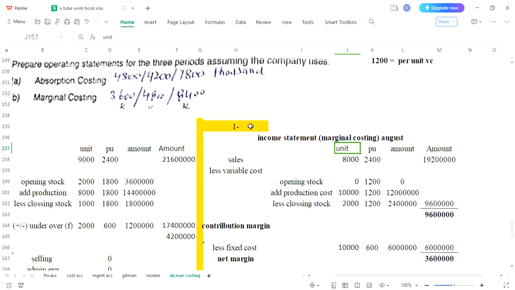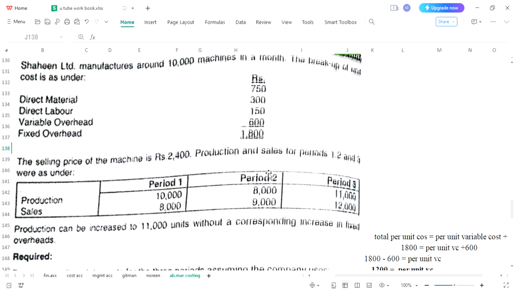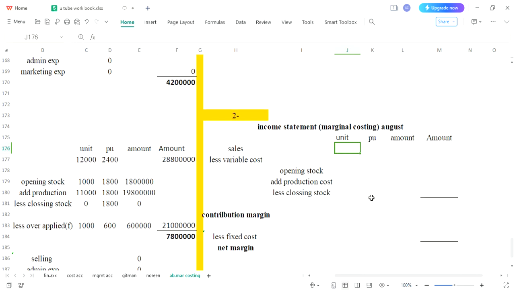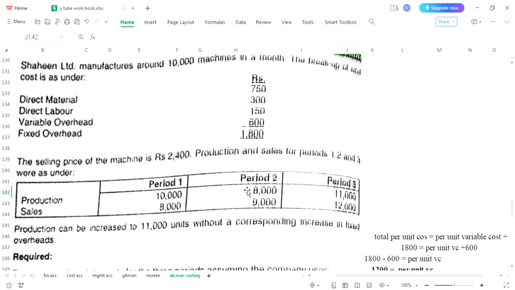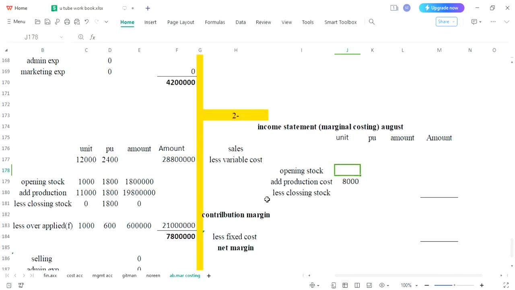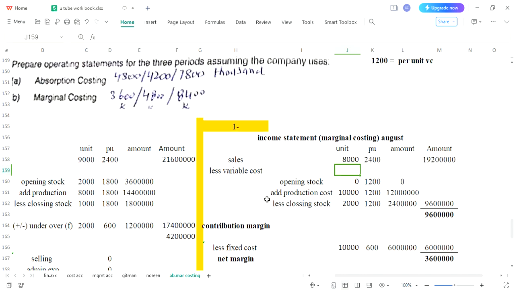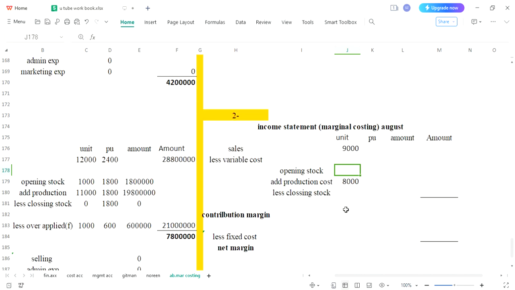Again we will be focusing on the second part, second period. Production is 8000 for the second part, so 8000 units would be mentioned here. Go up, and see that for the second part 9000 units are sold, so you will write 9000 over here. For opening stock, you will see the first part. Closing stock of the first part would be opening stock of the second part. So closing stock 2000, and opening stock of the next period would also be 2000. Whatever is closing stock for the previous month would be opening stock of the next month.